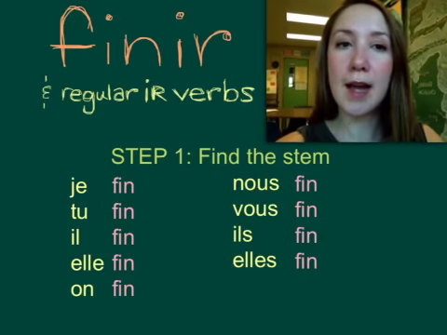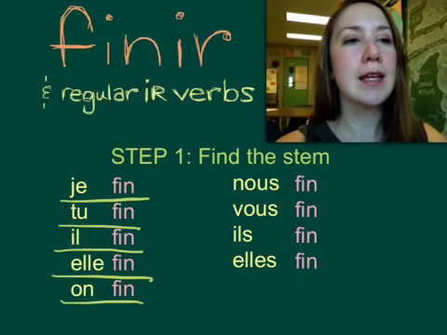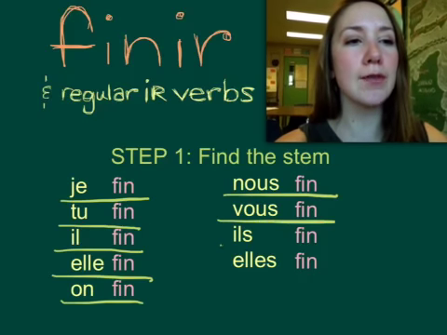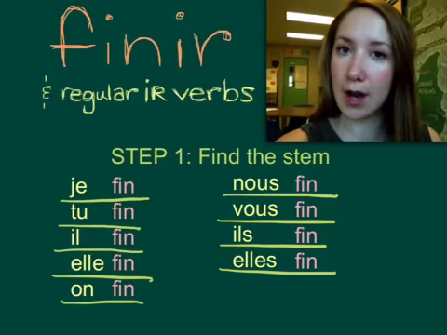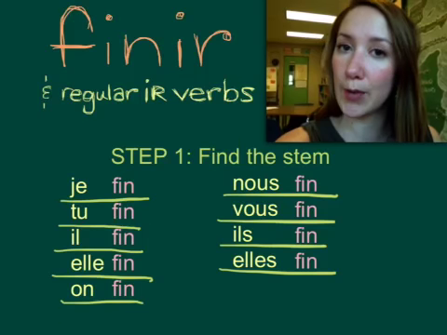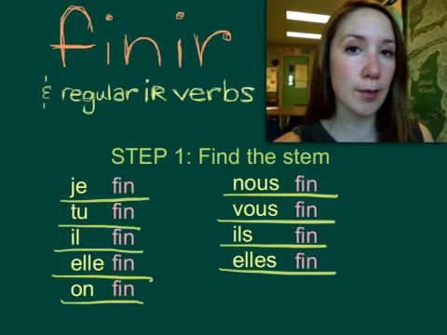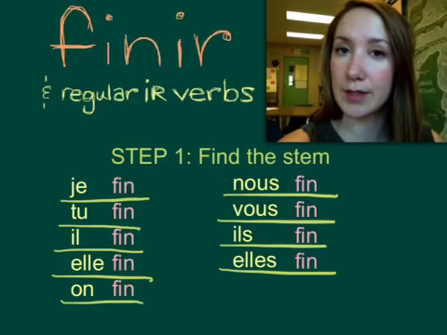Once we find the stem, we can put it into our conjugation chart, and you can see here that all of my subject pronouns get this same stem, this F-I-N that we just found by taking the IR ending off of our verb. The stem is the same for every single subject pronoun. So when we're conjugating a verb in our chart, we can go ahead and just fill in our stem first.